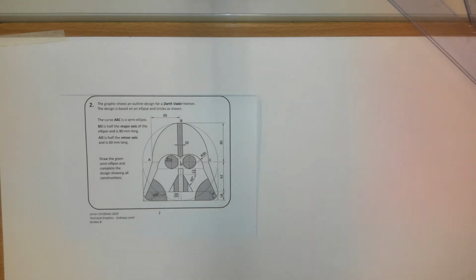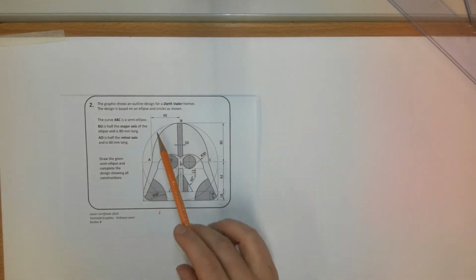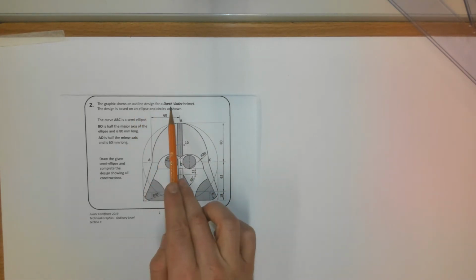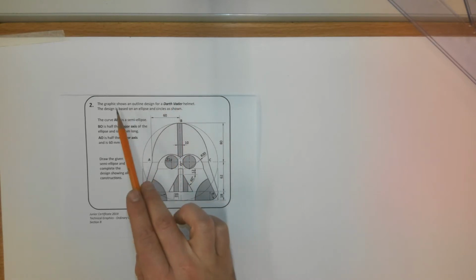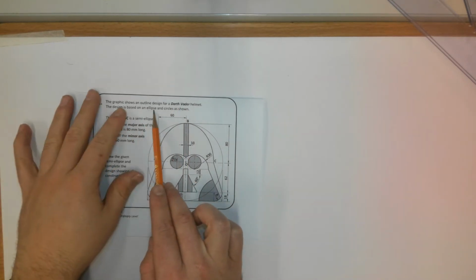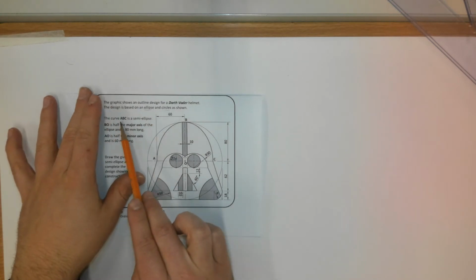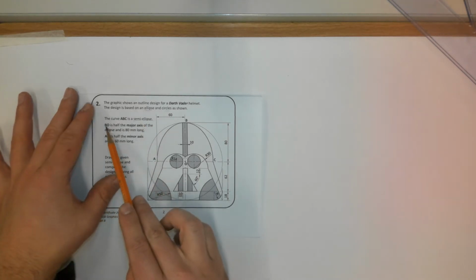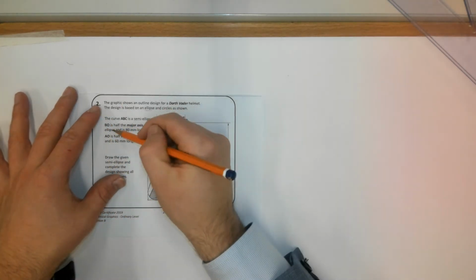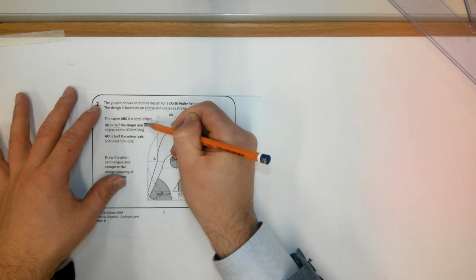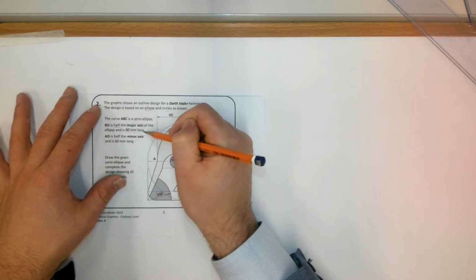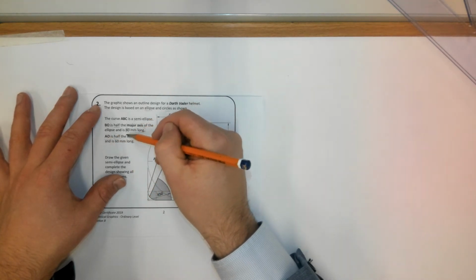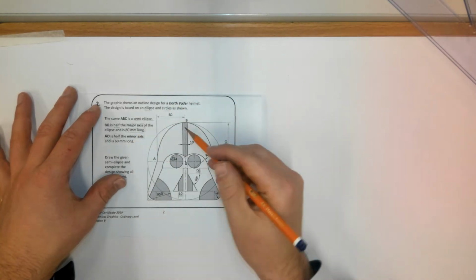So in this video I'm going to deal with 2019 Section B Ordinary Level Question 2. The outline design for a Darth Vader helmet is based on an ellipse and circles as shown. The curve ABC is a semi-ellipse. BO is half the major axis and is 80 millimeters long. AO is half the minor axis and is 60 millimeters long.